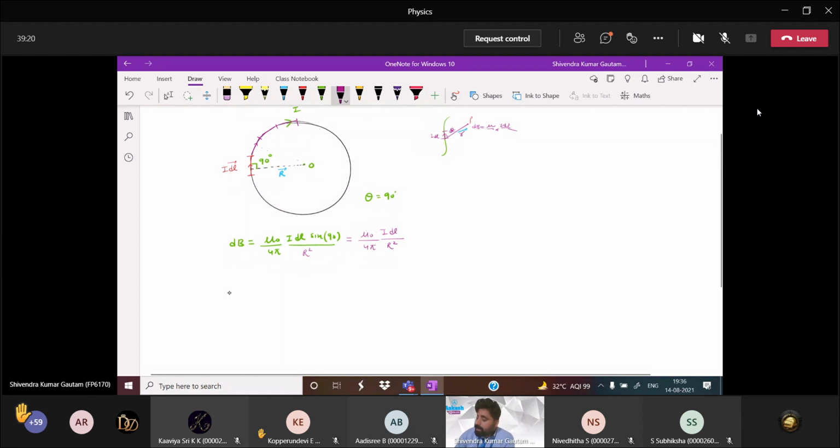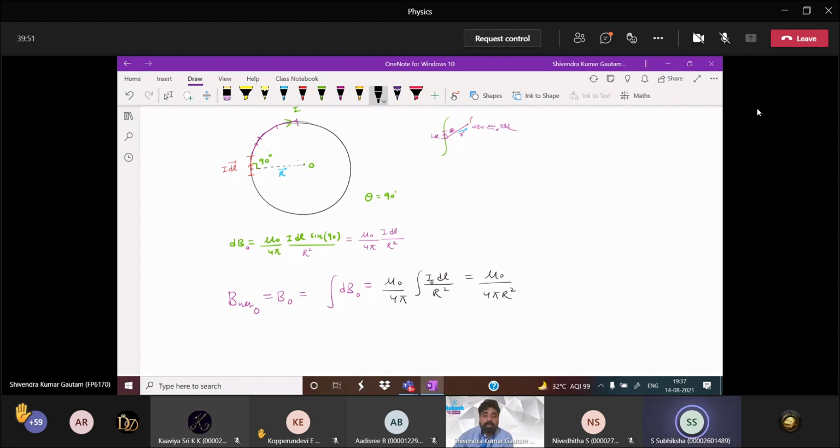Now I want the net magnetic field at O, at the center here. What I will do? I will integrate this, integral dB here. You know dB is what? Mu naught by 4 pi. Tell me, is mu naught by 4 pi constant or not? Can we take this outside? I dl by r square. Tell me, is the radius also constant or not? Can we take the radius outside here?